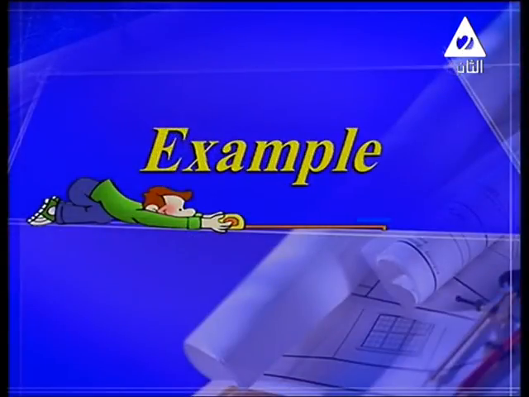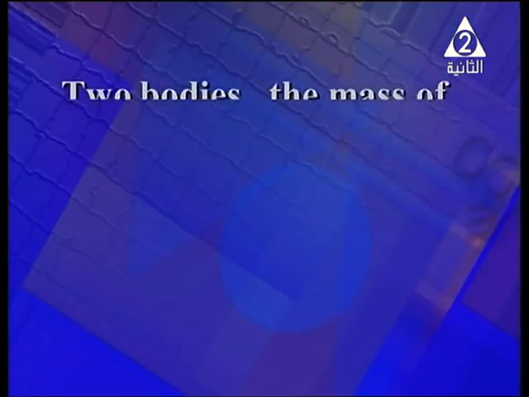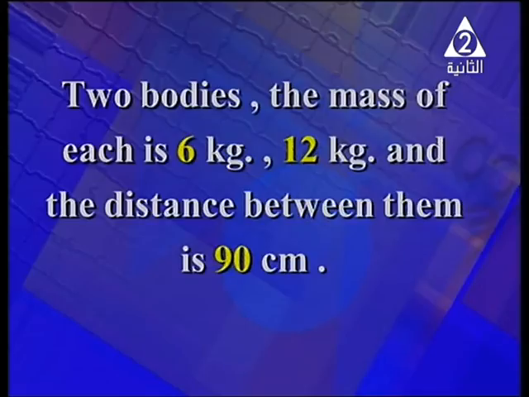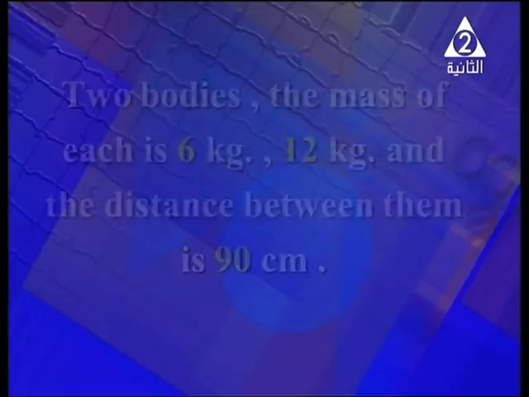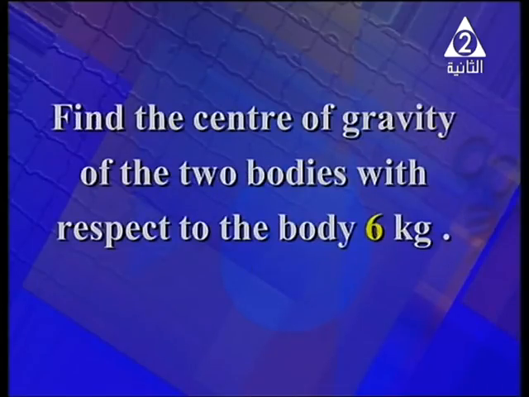Now let us move to an example on the center of gravity. Dear student, we have two bodies. The mass of each is 6 kilogram and 12 kilogram. The distance between them is 90 centimeter. Pay attention, dear student. The first mass is 6 kilogram, the second mass is 12 kilogram, and the distance between them is 90 centimeter. What is required? Find the center of gravity of the two bodies with respect to the 6 kilogram body.